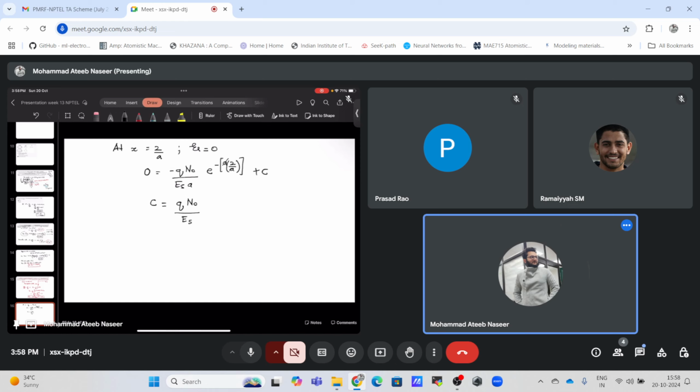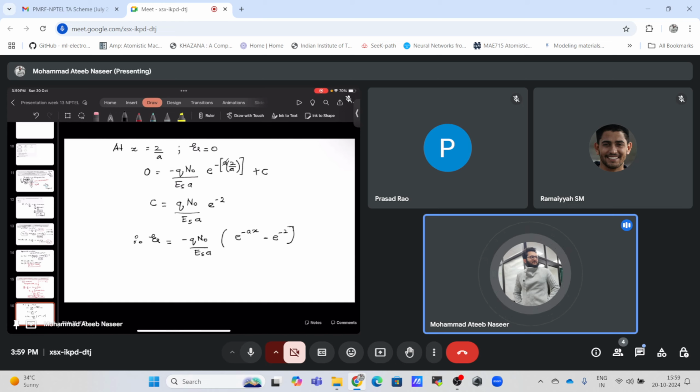Had we put the limit, there is another thing. Let me first calculate this. E to the power of minus 2. This is our electric field now. Therefore the electric field is simply minus q times n naught by epsilon s a times exponential of minus ax minus e to the power of minus 2.